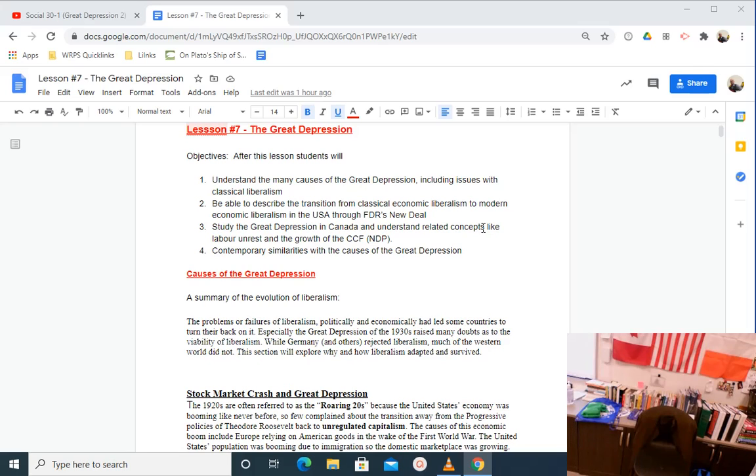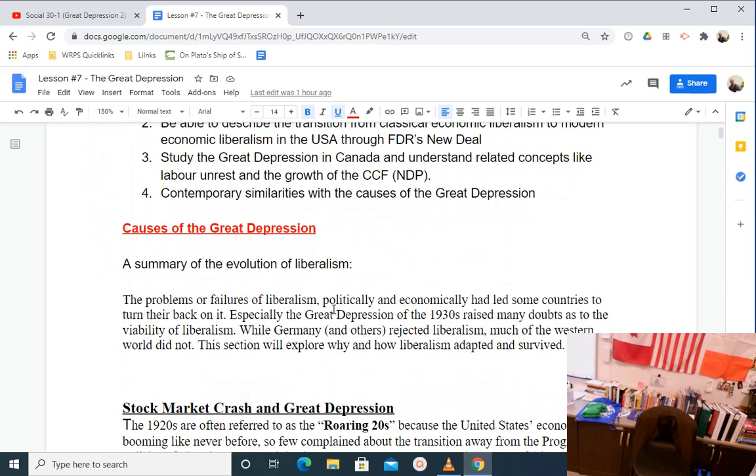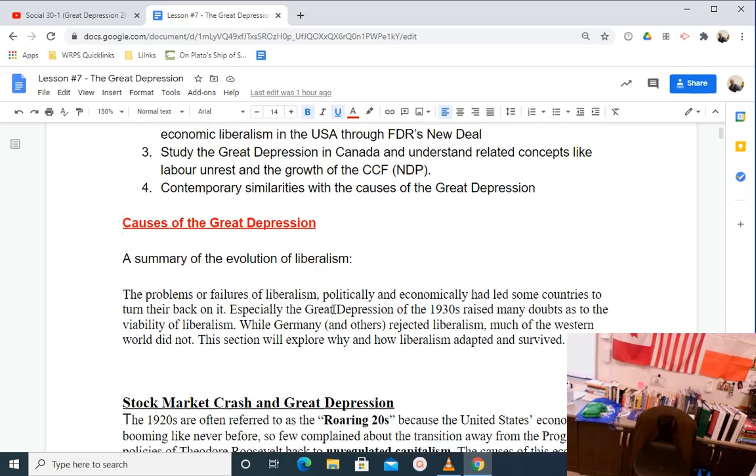Sometimes on the multiple choice test, you'll see Great Depression questions, but the actual location will be Canada. So it's great to know what happened in the States, but we still need to know what happened in Canada. And we need to see some contemporary similarities with the Great Depression, the idea that this isn't an isolated incident. Mankind is still irrational, exploitive, and subject to creating our own economic crisis.